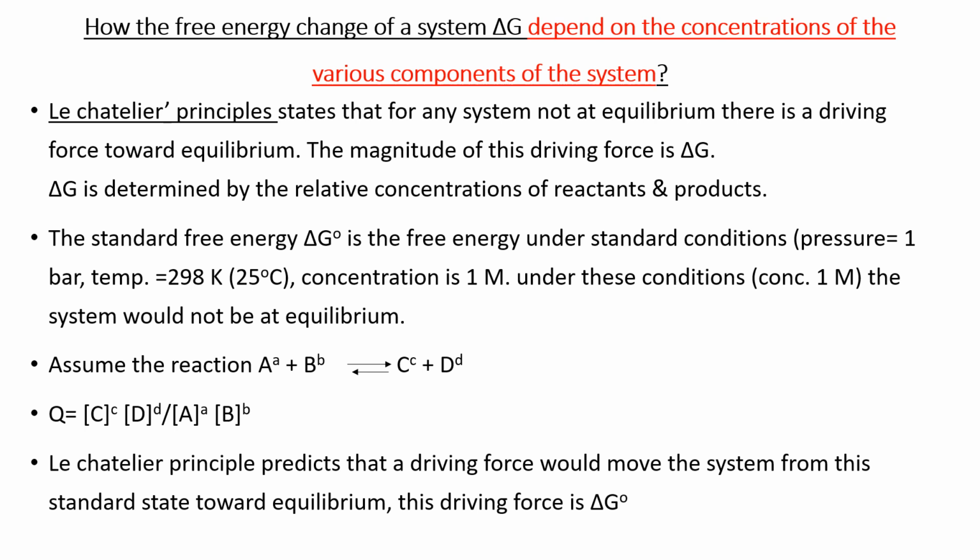Now we will talk about how the free energy change of a system, the delta G, depends on the concentrations of the various components of the system. Le Chatelier principle states that for any system that is not at equilibrium, there is a driving force toward re-establishing equilibrium. The magnitude of this driving force is delta G. Delta G is determined by the relative concentrations of the reactants and products. The standard free energy change, the delta G node, is a free energy under standard conditions.